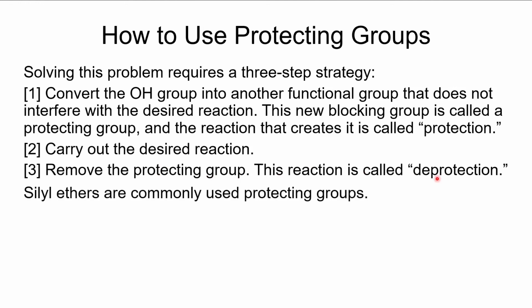For alcohols, a very commonly used protecting group, and this is just one of many, is called a silyl ether. There are a couple that are available, but the favorite for most organic synthetic chemists is going to be, so for organic synthetic chemists, we like to use silyl ethers. And the one that we like to use is called tert-butyl dimethyl silyl ether.